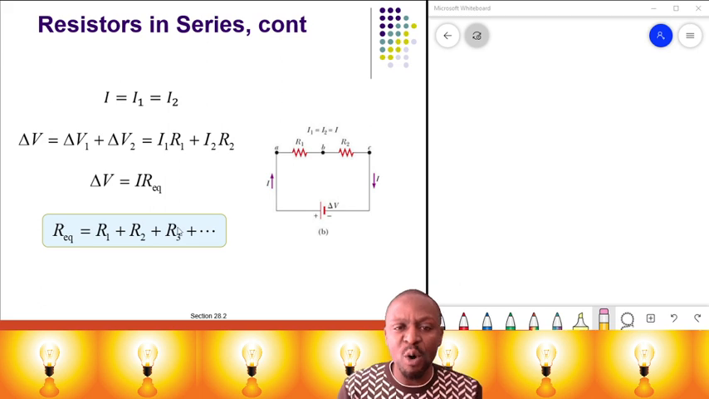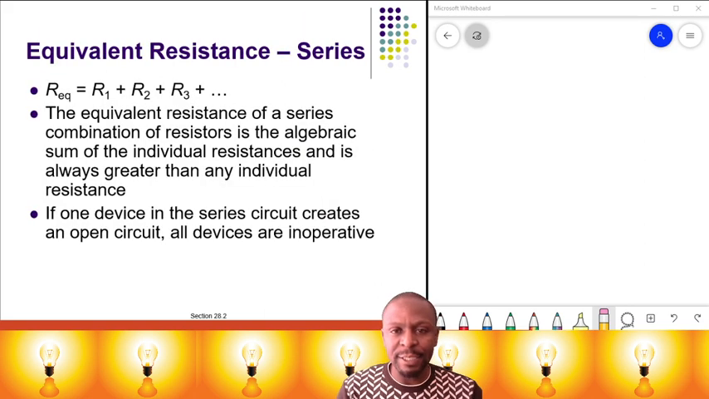Now, if you have more than two, you are just going to add the algebraic sum of all the resistors in the circuit, right? So this is what you are going to have as your equivalent resistance. The equivalent resistance of a series combination of resistors is an algebraic sum of the individual resistances and is always greater than any individual resistance.